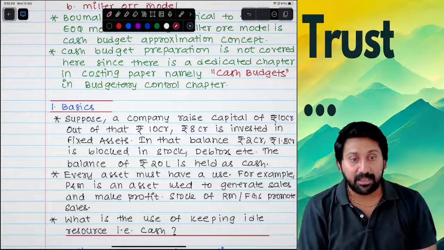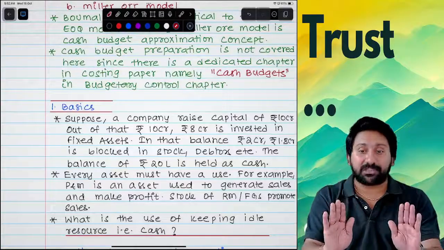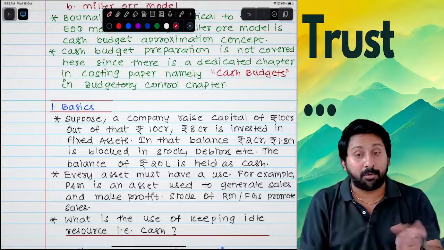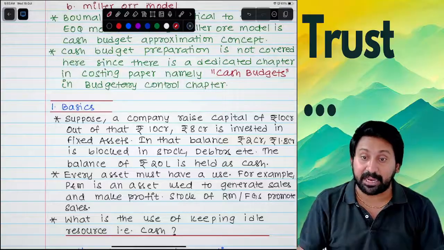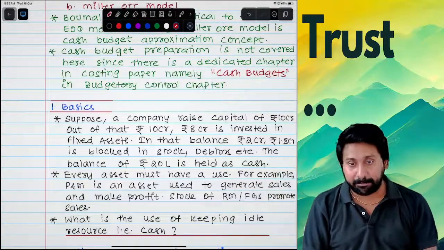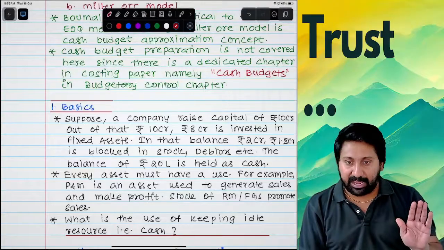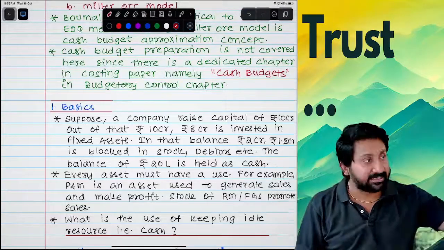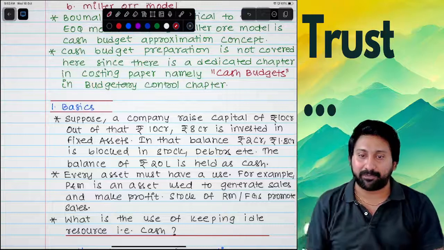I repeat, you can't always match inflows with outflows. Amounts may match, timing may not match. Timing may match, amounts may not match. Both may also not match. Example: I receive 1 lakh, and I have to pay 1 lakh. I receive after 10 days, but I have to pay tomorrow.